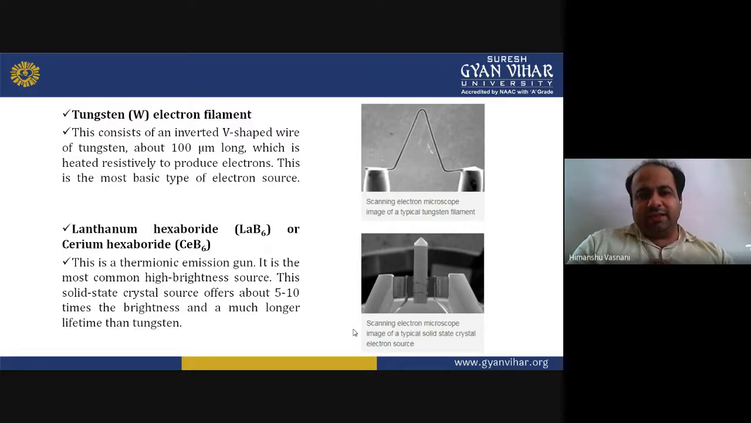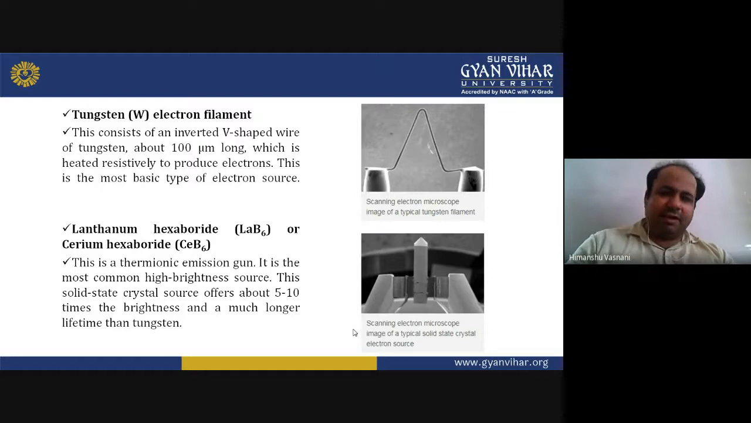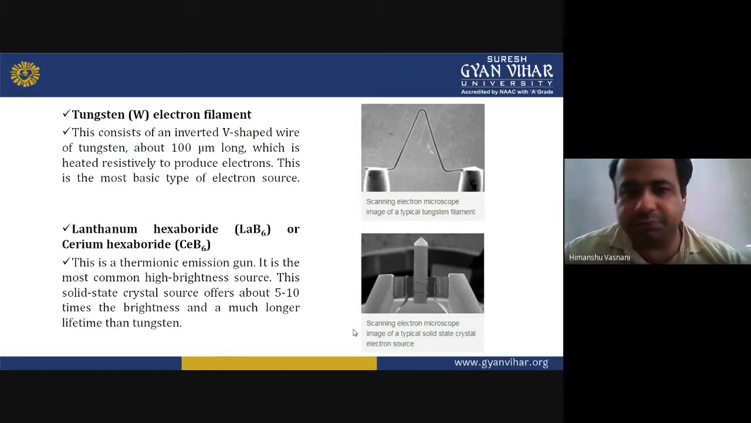The second is lanthanum hexaboride, that's LaB6, or cerium hexaboride, that's CeB6. This is a thermionic emission gun, and it is the most common high brightness source. This solid state crystal offers about 5 to 10 times the brightness and a much longer lifetime than tungsten. You can see in the diagram a typical solid state crystal, which is also an electron source.